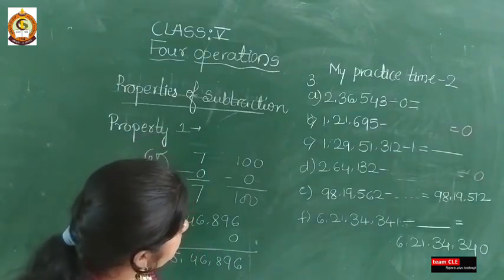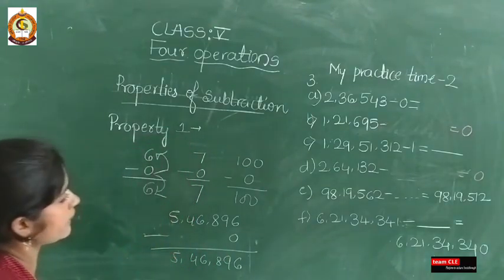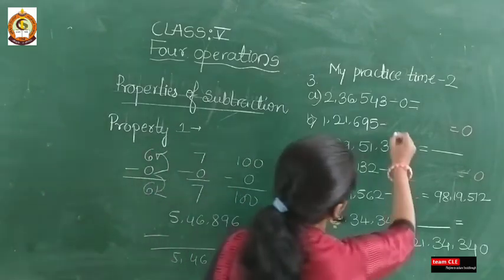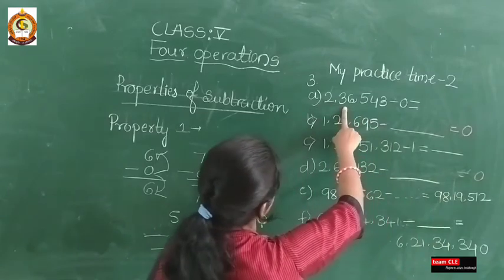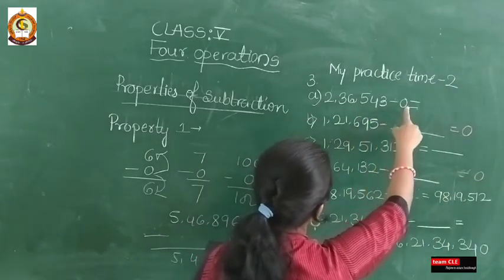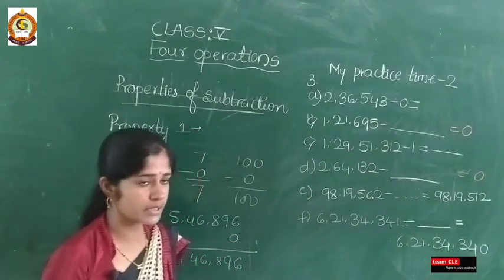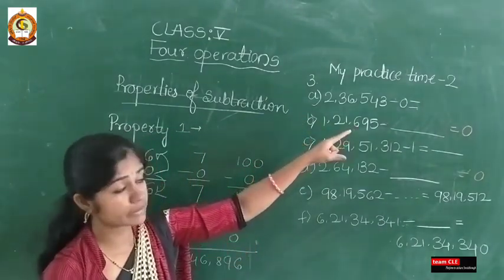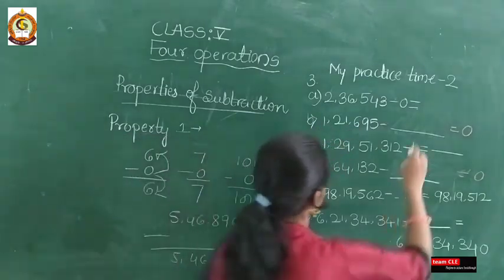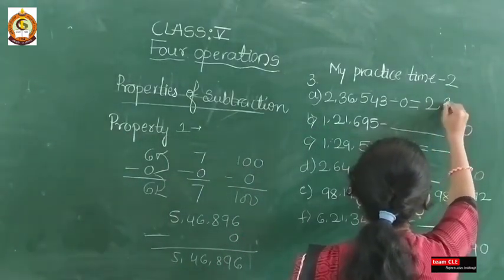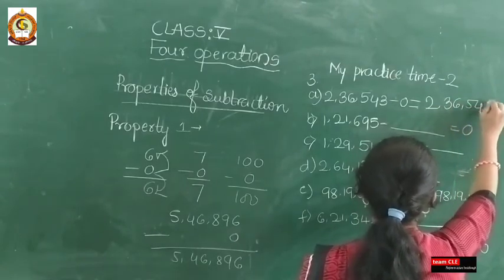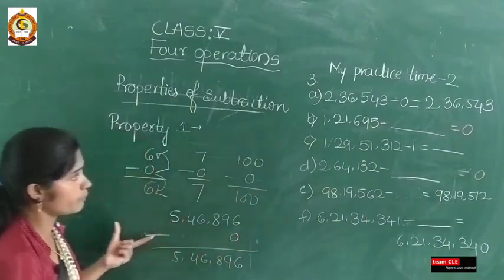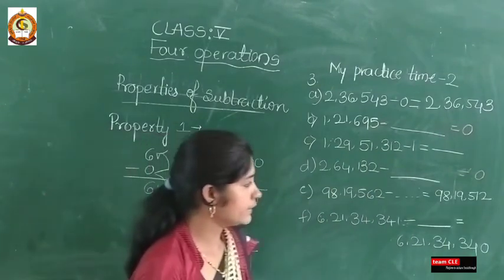So just see here. Yes, some of the examples are there in your My Practice Time 1. So here see the first one, 2,36,543 minus 0. So what will be the answer? See, by observing this you can tell. Yes, when 0 is subtracted from any number, the number remains itself. So right here 2,36,543. Why did I write that number here? I hope you understood this property. Understood means you can write that easily.